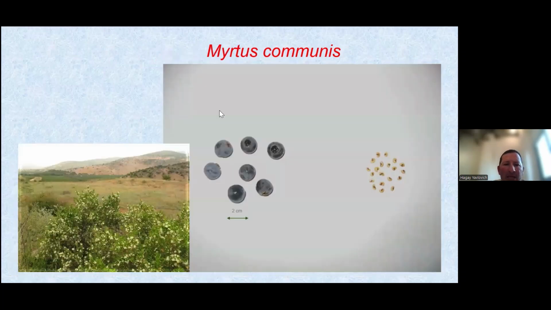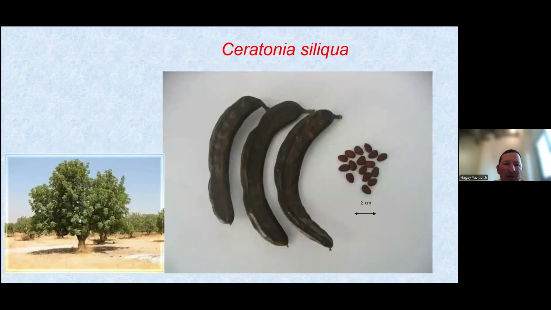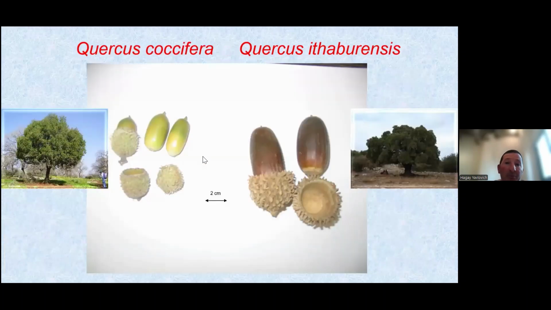And another example is the myrtus. The myrtus has very small seeds, also a fleshy fruit. The Ceratonia siliqua, also a very drought resistant tree, has very hard pods. You can see the seeds. Oaks, Quercus ithaburensis, and the Quercus coccifera. In oaks, there is no machine. Everything is by hand. You collect it by hand and you separate it by hand. No machine to help you with those species.